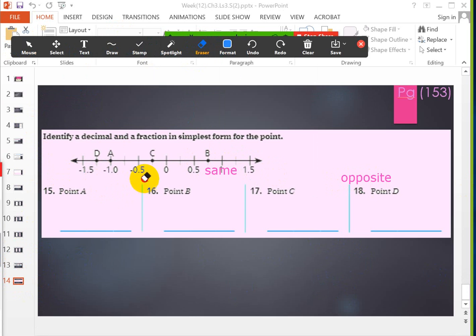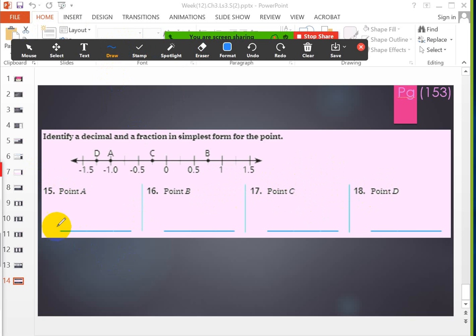Identify a decimal and a fraction in simplest form for a point. First, I have to identify the decimal or fraction in each point here. The number line here is written in decimal numbers. I have points A, B, C, D, and I want to write the number at each point, starting with point A. What's the number at point A?